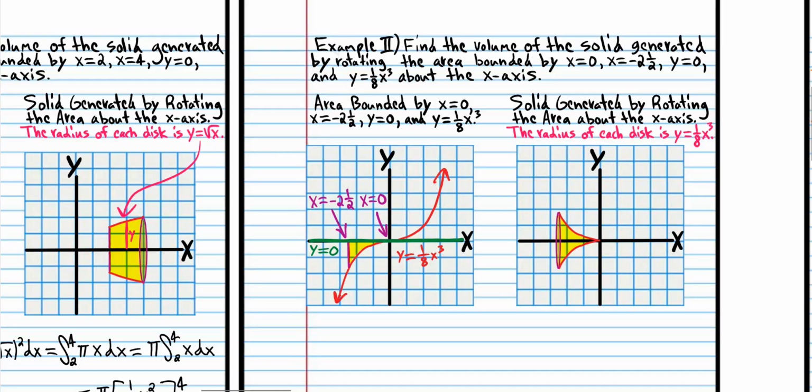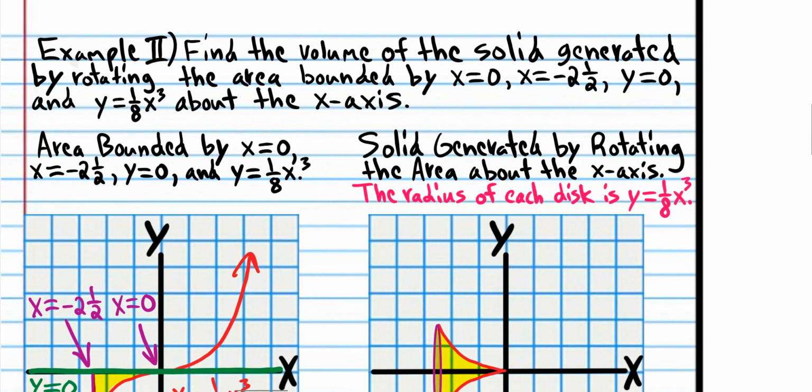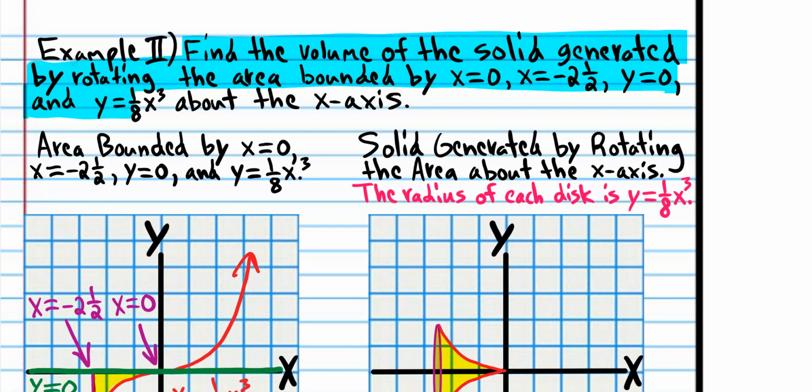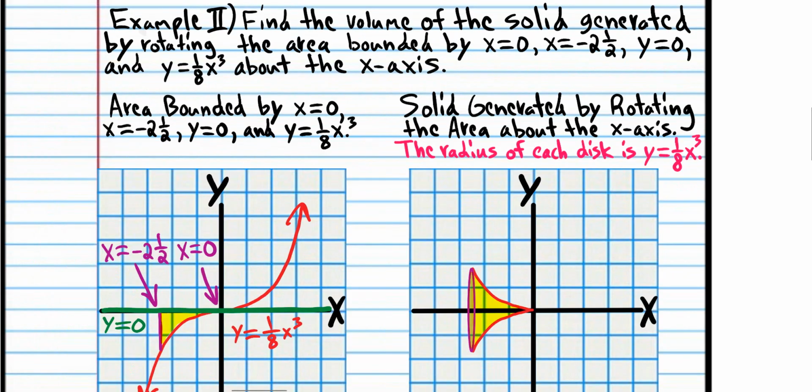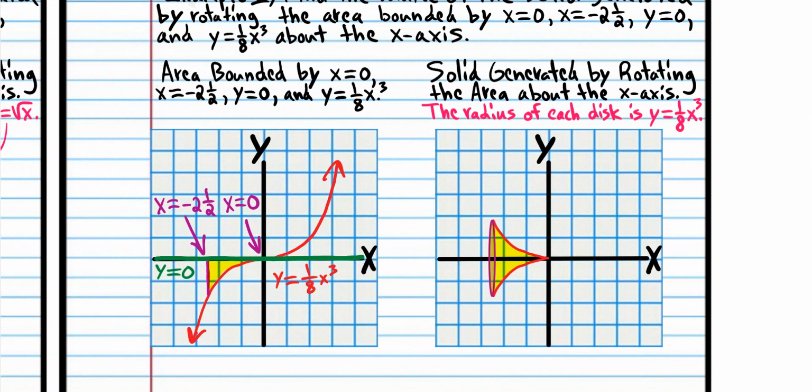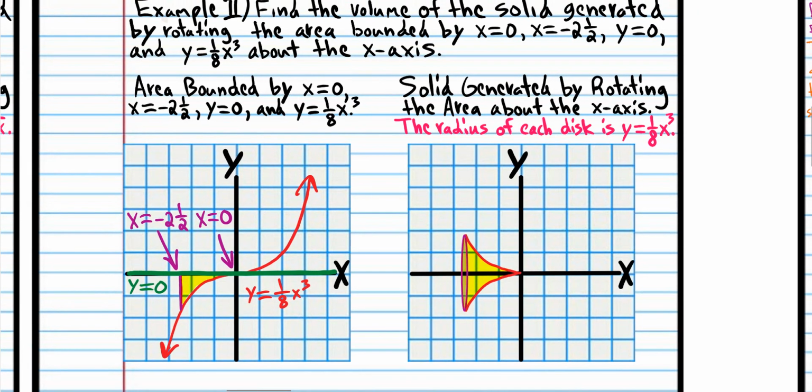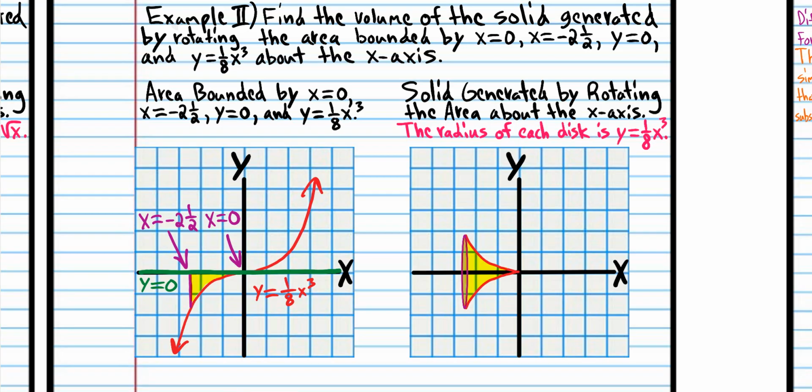Alright, so let's try another problem. Same type of problem. It says find the volume of the solid generated by rotating the graphs of these equations about the x-axis. So we have the area enclosed by those graphs, and if we rotate about the x-axis, we get this shape here, which I guess kind of looks like a horn or something.